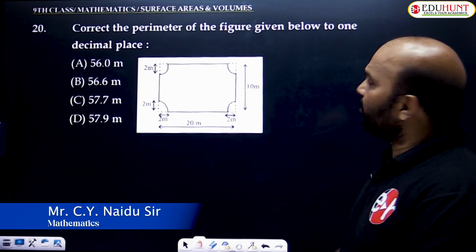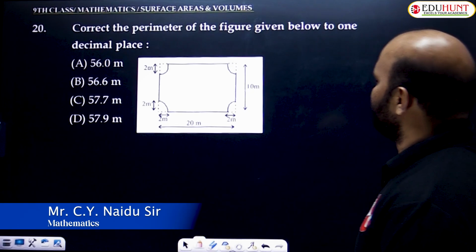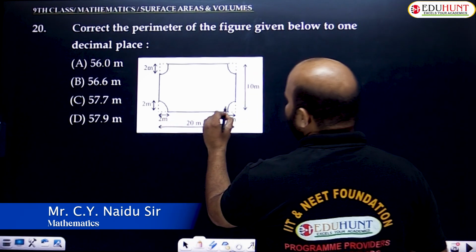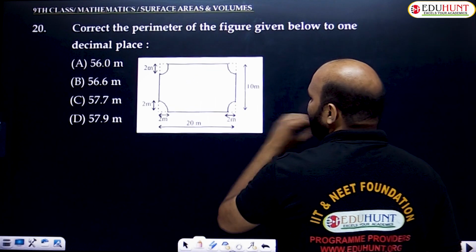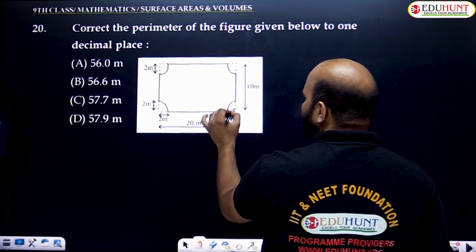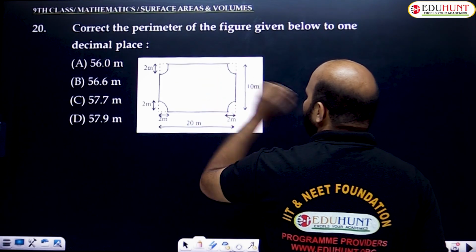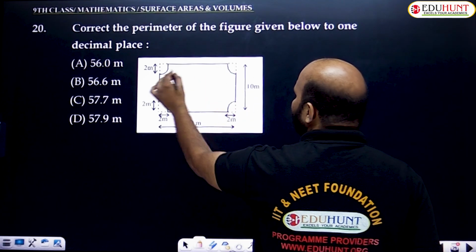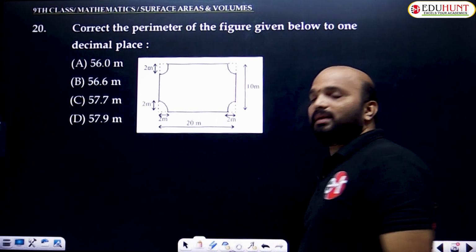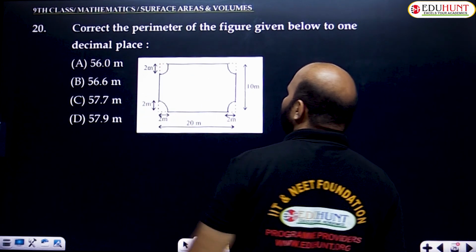So this is the screen, the figure is already given. In that figure, what I am asking is the perimeter. Here the length is given, but in each corner, a sector is given. This is the shape of the figure, a rectangle. In that rectangle, each corner angle is equal to 90 degrees. So 90, 90, 90, 90, the total will become 360. Each corner, if they are added, each sector, it will become a circle.